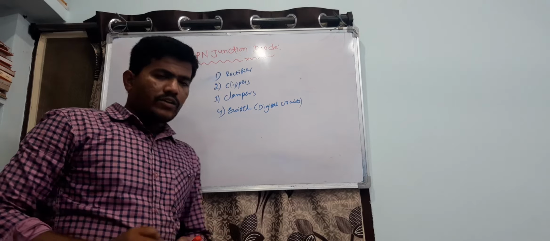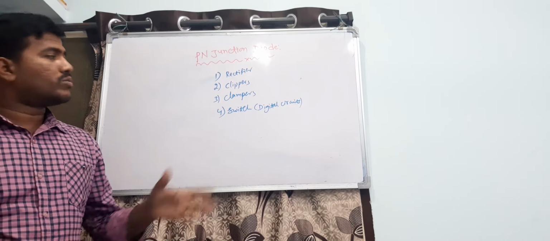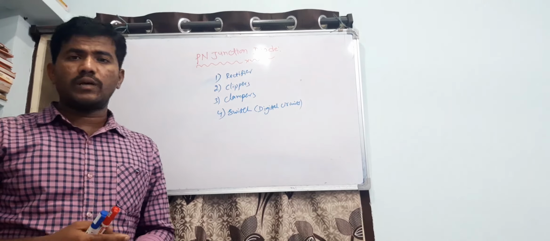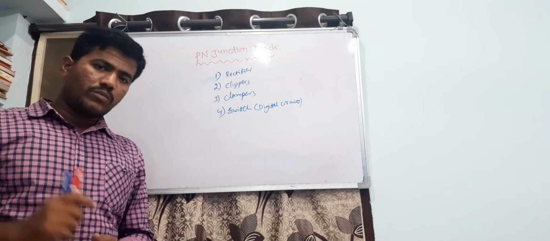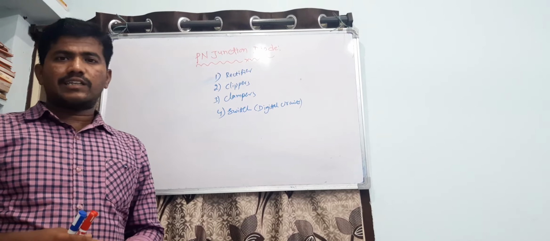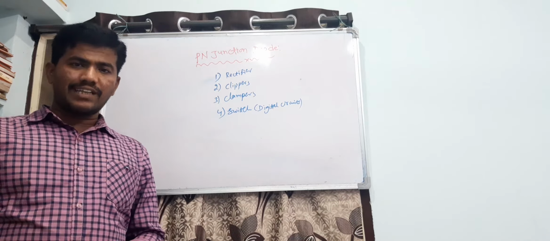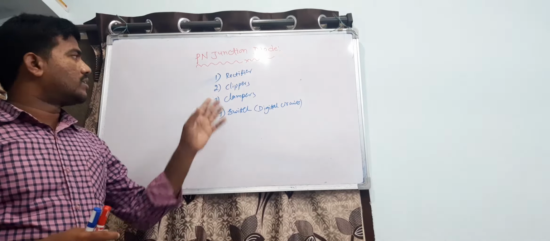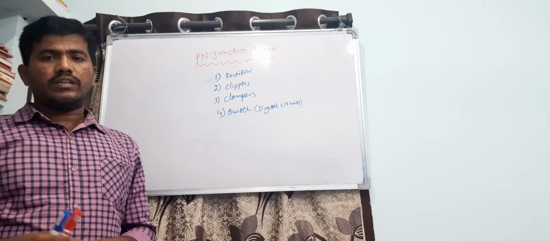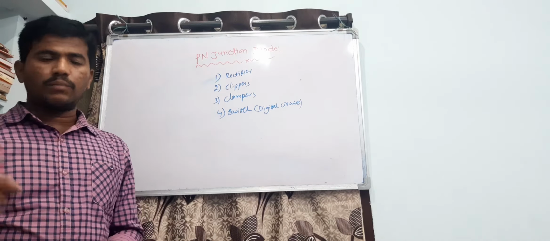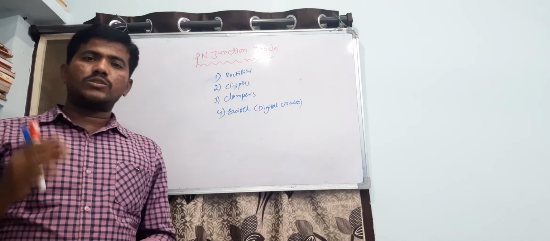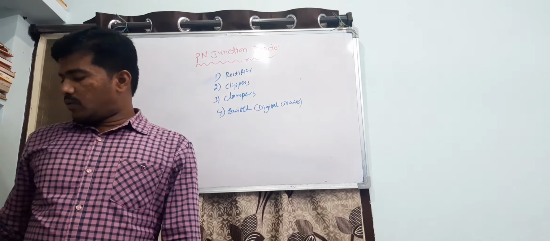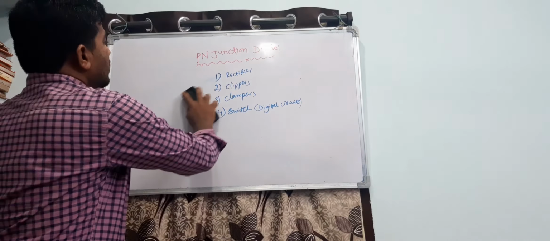Like this, the PN junction diode has so many applications. We have only listed these types, but in practice there are many more. In logic families, we will see later in detail diode transistor logic and TTL logic. But for the sake of the PN junction diode, you have to remember this: it is used in rectifiers, in clipper and clamper circuits, and as a switch in digital circuits.